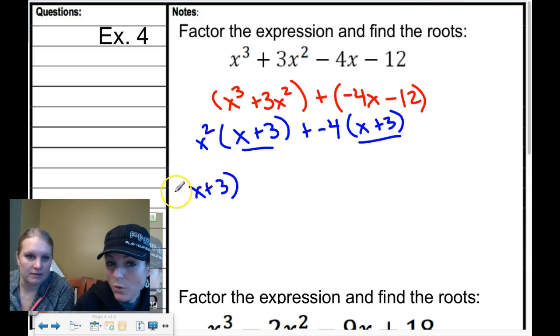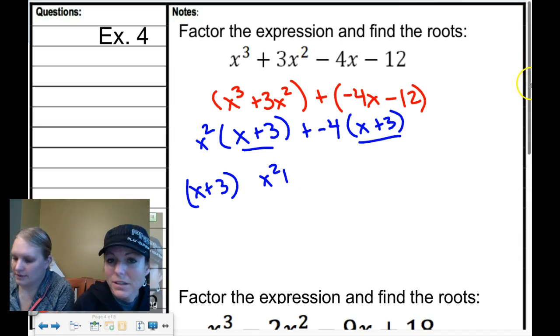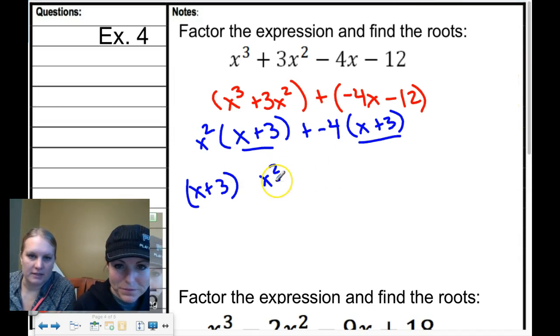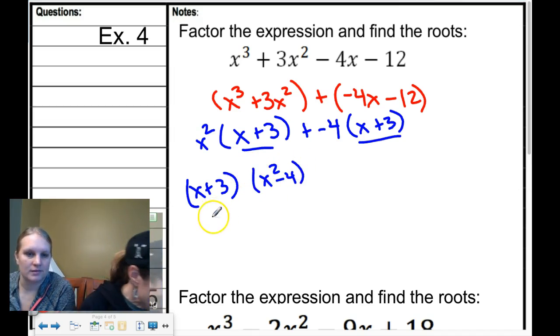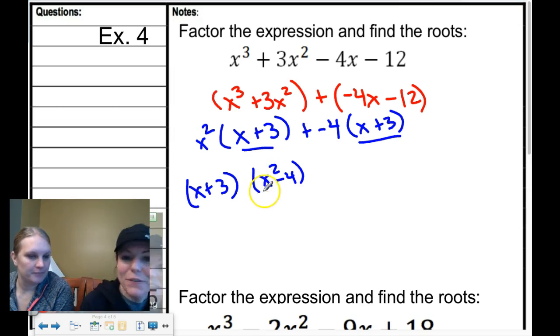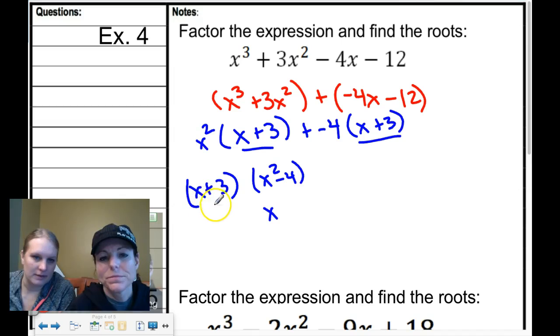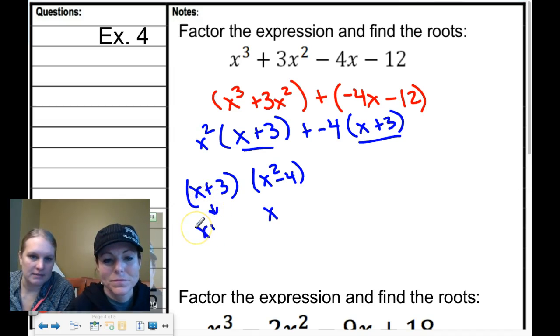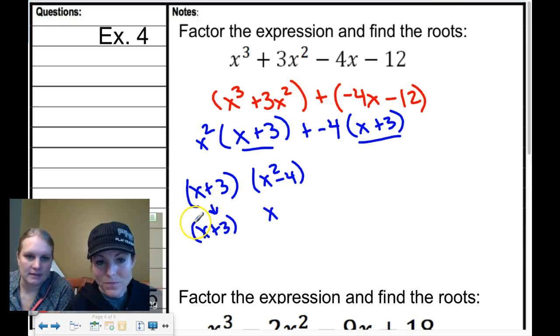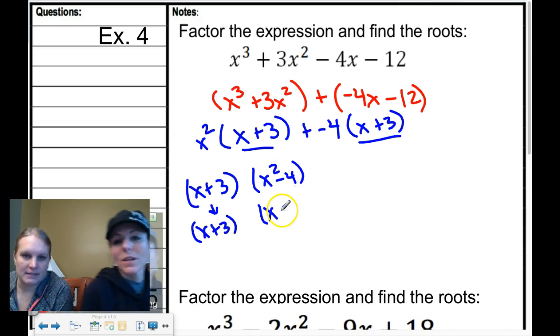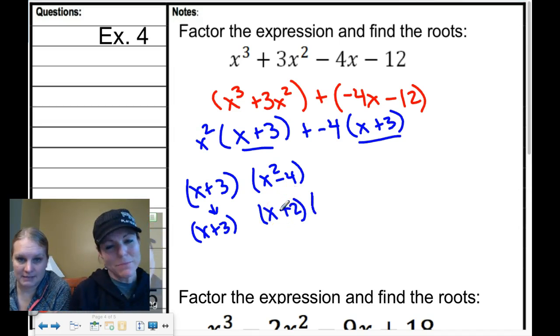Now, we have x plus 3. Let's factor that out. What's left over is x squared minus 4. Ooh, and that's a perfect square difference. So write that in parentheses. Now wait, it says factor the difference of squares if you can. So x plus 3 comes down. Bring it down. So we have x plus 3, and now we've got an x plus 2 and an x minus 2.